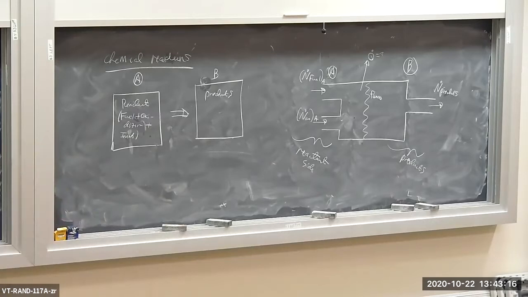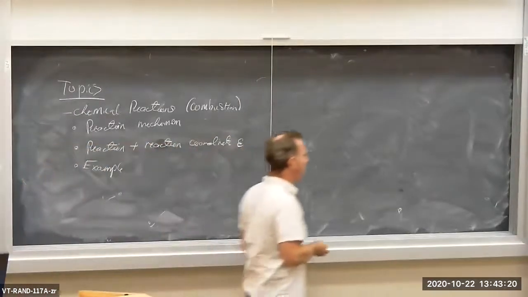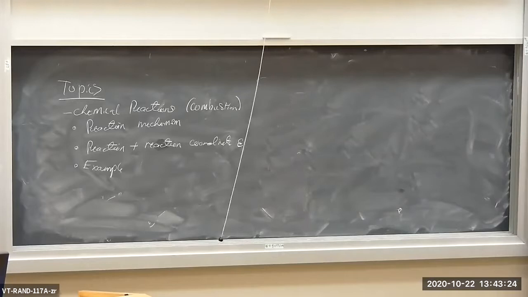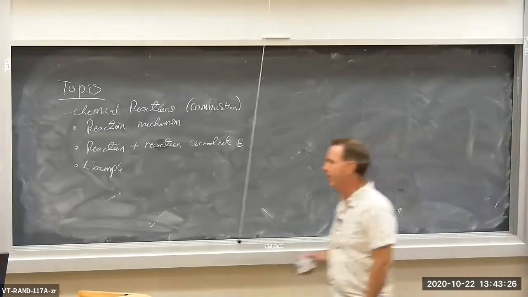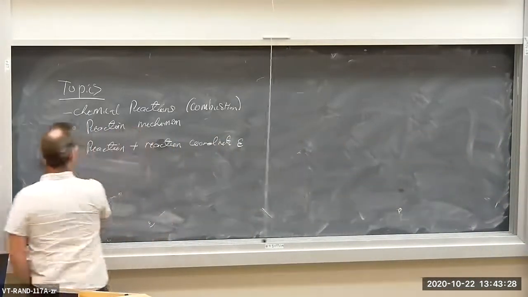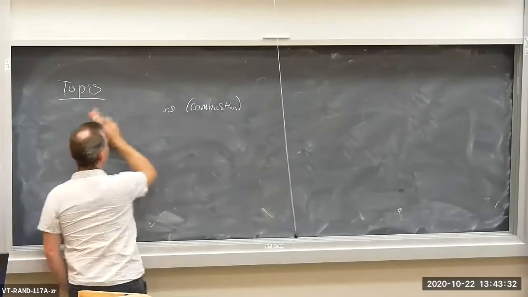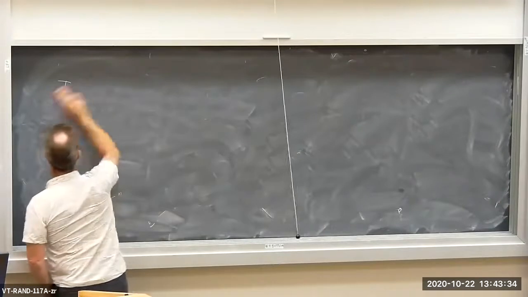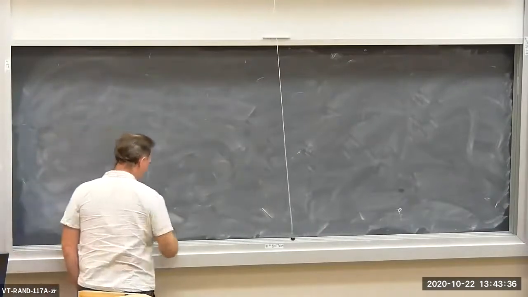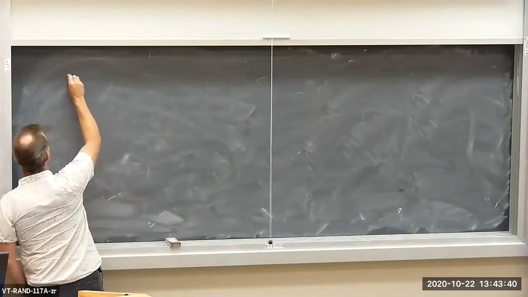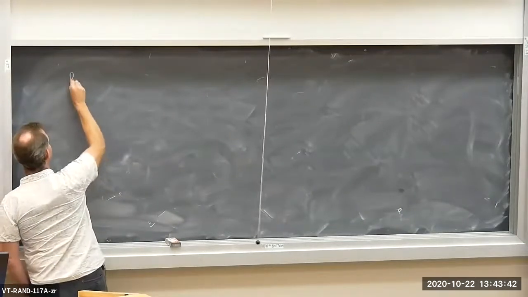let's talk a little bit about the reaction mechanism. So what is the reaction mechanism? The reaction mechanism is the mechanism or equation, if you like, that tells us how the chemistry, how the combustion occurs, how the chemistry reacts. So reaction mechanism.